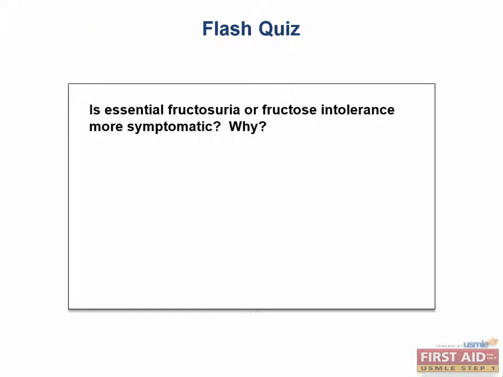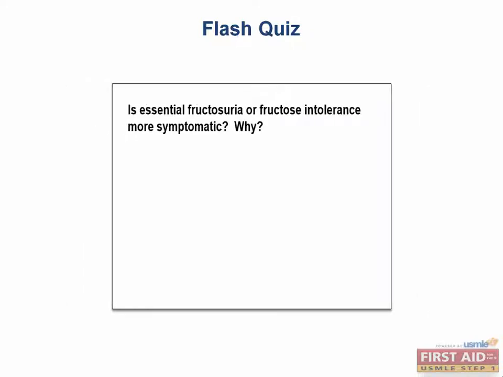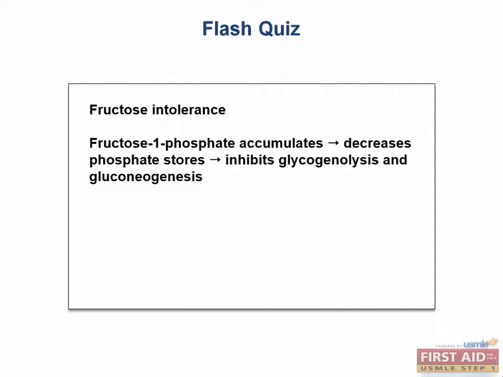We should take a moment and emphasize what we just learned. Is essential fructosuria or fructose intolerance more symptomatic, and why? Well, fructose intolerance is worse since a deficiency in aldolase B leads to a fructose 1-phosphate accumulation within the cell, reducing the available phosphate stores. This inhibits glycogenolysis and gluconeogenesis, leading to hypoglycemia.